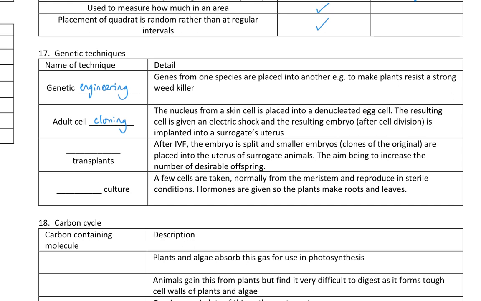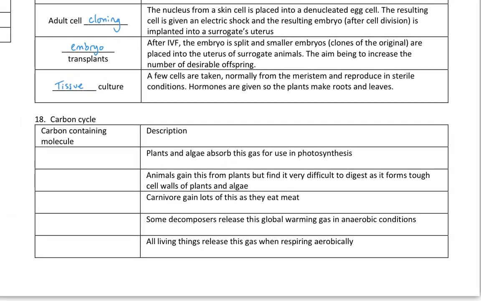After IVF, the embryo is split, and smaller embryos are placed in the uterus of surrogates. Again, I get more desirable offspring. This is embryo transplants. And a few cells are taken, normally from the meristem, so it's a plant, and reproduced in sterile conditions. Hormones are given to the plants to make roots and leaves. This is tissue culture. There we go, genetic techniques.